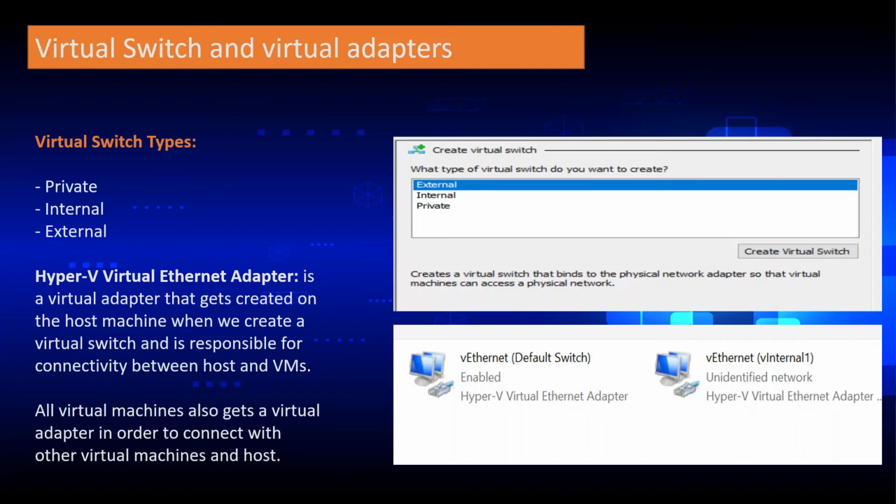Next is internal switch. In case of internal switch, all our virtual machines can communicate with each other, as well as with the Hyper-V host, which was not possible in the private switch.